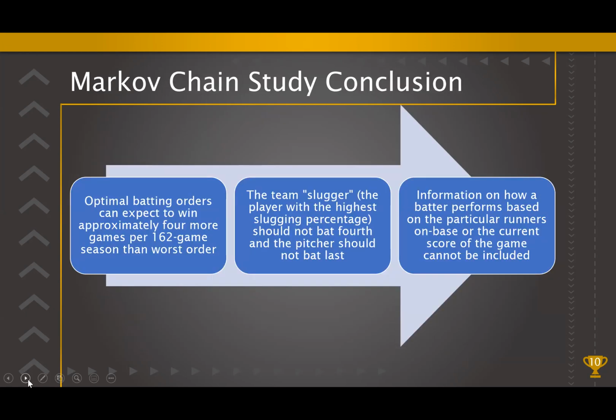The results of the study showed that optimal batting orders can expect to win approximately 4 more games per 162 game season than the worst order. The team slugger, that is to say the player with the highest slugging percentage, should not bat fourth, and the pitcher should not bat last. There are limitations to what the model can include. For example, information on how a batter performs based on the particular runners on base or the current score of the game.